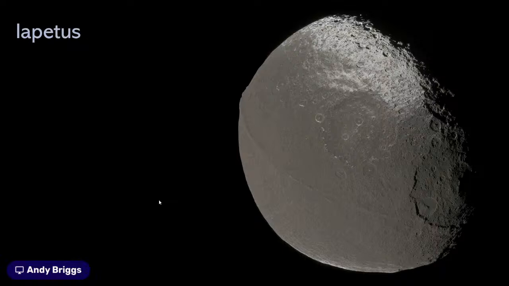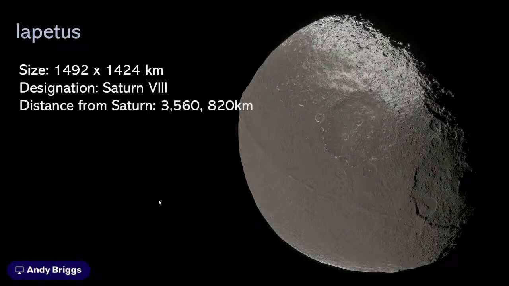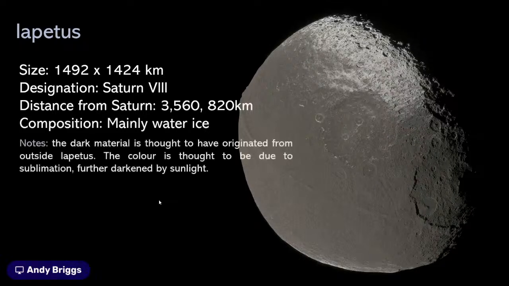I'll talk about the ridge in a moment. So this was a very odd moon with its bright hemisphere and its dark hemisphere. It's 1492 by 1424 kilometers, so nearly spherical. It's designated Saturn 8. It's 3,560,000 odd kilometers from Saturn. Its composition, again, is mainly water ice with some rock thrown in.